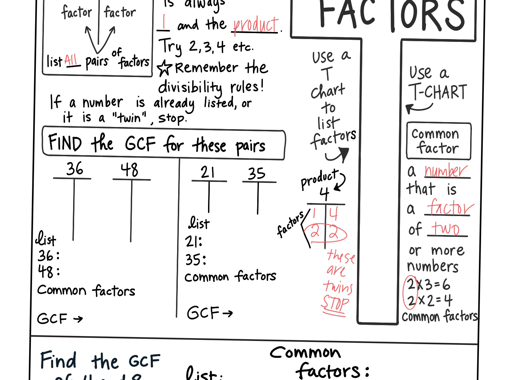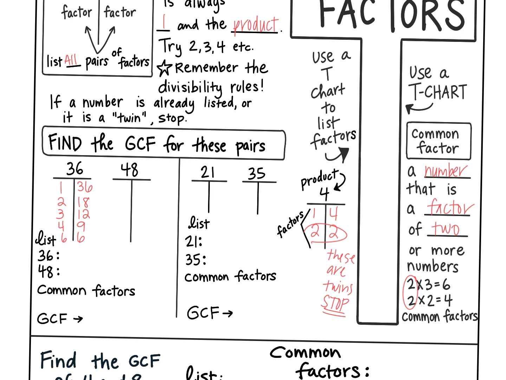We're going to start by listing all of our factors for 36 and 48. We're going to start over here on the side. In a T-chart, starting with 1 and 36, then 2 and 18. Can 3 work? 3 and 12, 4 and 9, and then 6 and 6. And here's my twin pair, so I can stop there.